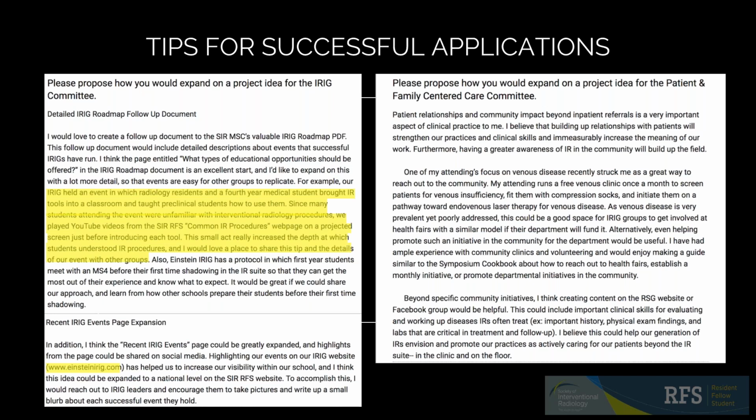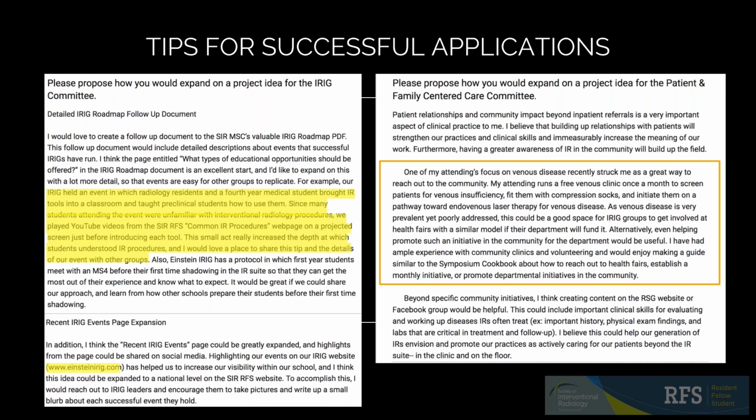This is just an example of expanding on the website, and she provided an example from her local IRIG institution and talked about what she did and how it was effective and how she would like to see that implemented nationally, which I thought was excellent. And I also like that she put her website, so that gave me an idea to learn a little bit more about the person and the application as well, and let me see objectively what she was talking about in her application. And then on the right is an idea for the Patient and Family Centered Care Committee.